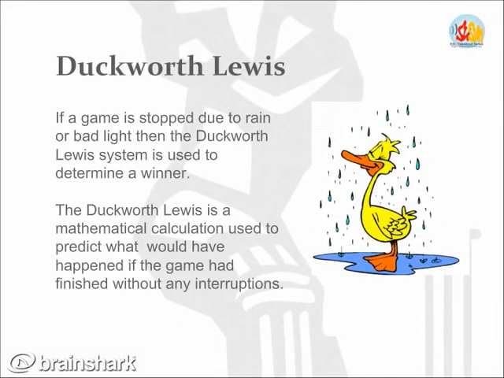Duckworth-Lewis. If a game is stopped due to rain or bad light, then the Duckworth-Lewis system is used to determine a winner. The Duckworth-Lewis is a mathematical calculation used to predict what would have happened if the game had finished without any interruptions.